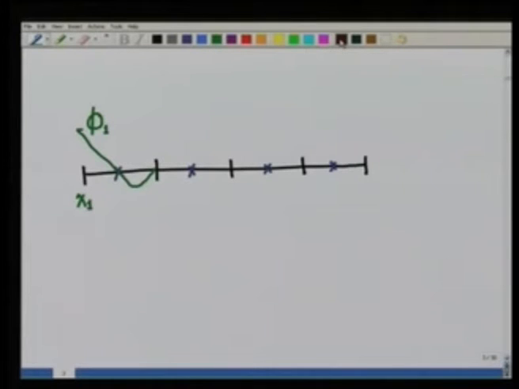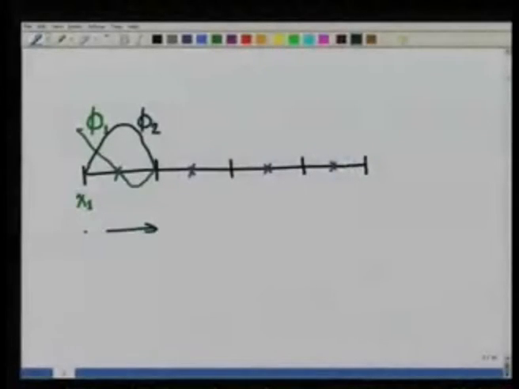Similarly, I would like to make phi2. Phi2 will be a function which is 1 at the point x2, and 0 at all other points. What we see is that we have defined it in a local region. That is, phi2 is only defined in the first element. Okay.